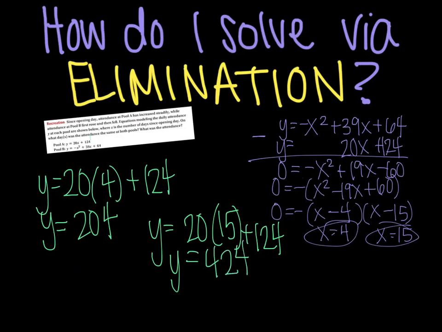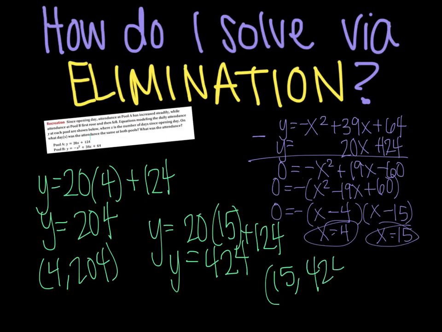424. So the pools had the same attendance on days 4 and 15, because that's what your x represented. And then on day 4, each pool had 204. And on day 15, there was 424 people, and those would be your two options.